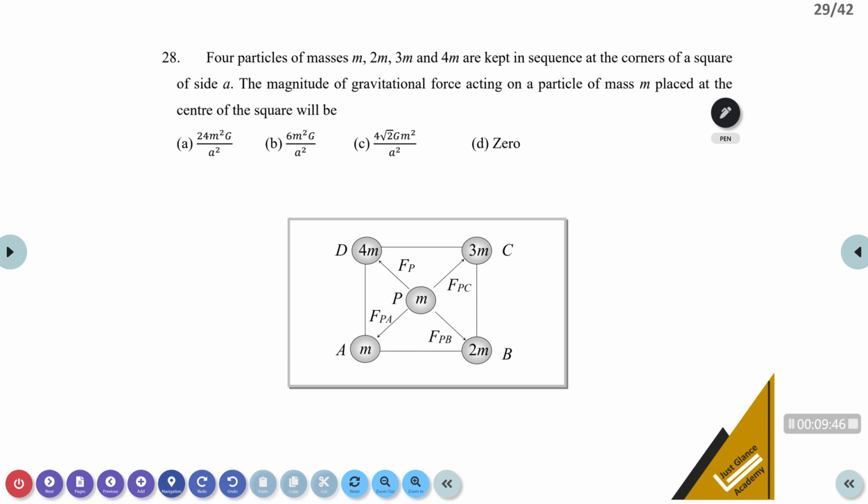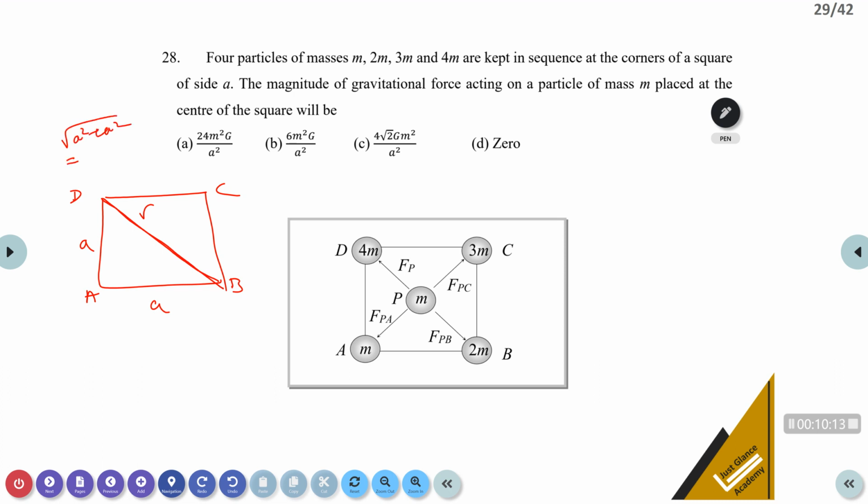I did in the regular class. Here, first you have to calculate this value. This is A, this is B, this is C, this is D. What is this value? Rectangular value. This is A, this is A. It becomes A square plus A square, it becomes square root of 2 into A.